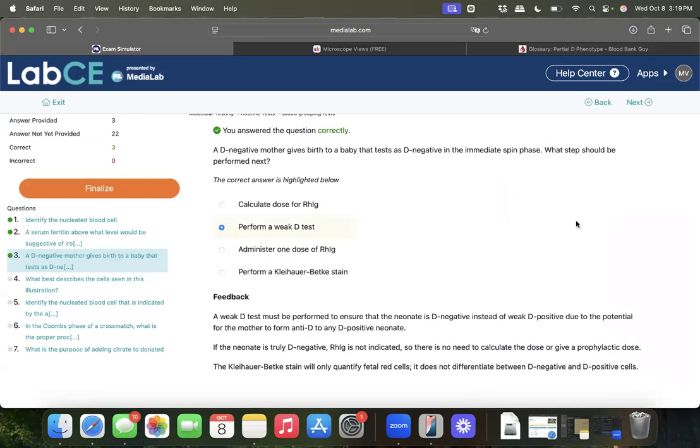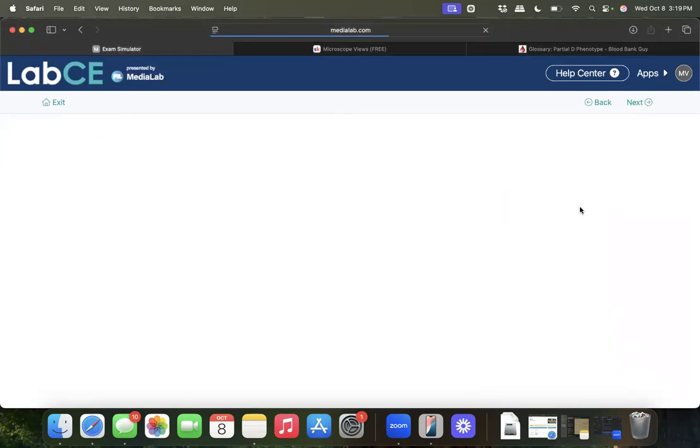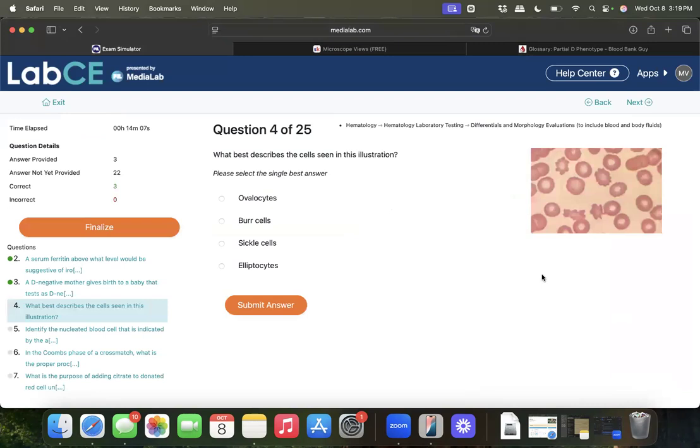Crystal? Okay, be it. Okay, be it. All right, next. What best describes the cells seen in this illustration? Well, I can't say it.